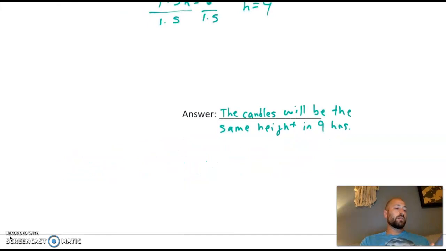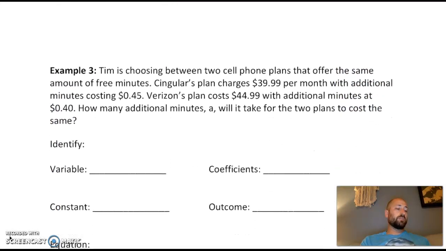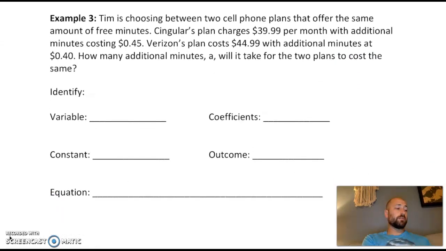All right, last one, and then you are going to get to do some practice. Tim is choosing between two cell phone plans that offer the same amount of free minutes. Singular's plan is $39.99 a month with additional minutes costing 45 cents. Verizon is $44.99 with additional minutes costing 40 cents. This must be an old problem because no one pays for minutes anymore. But let's see how we can figure this out.